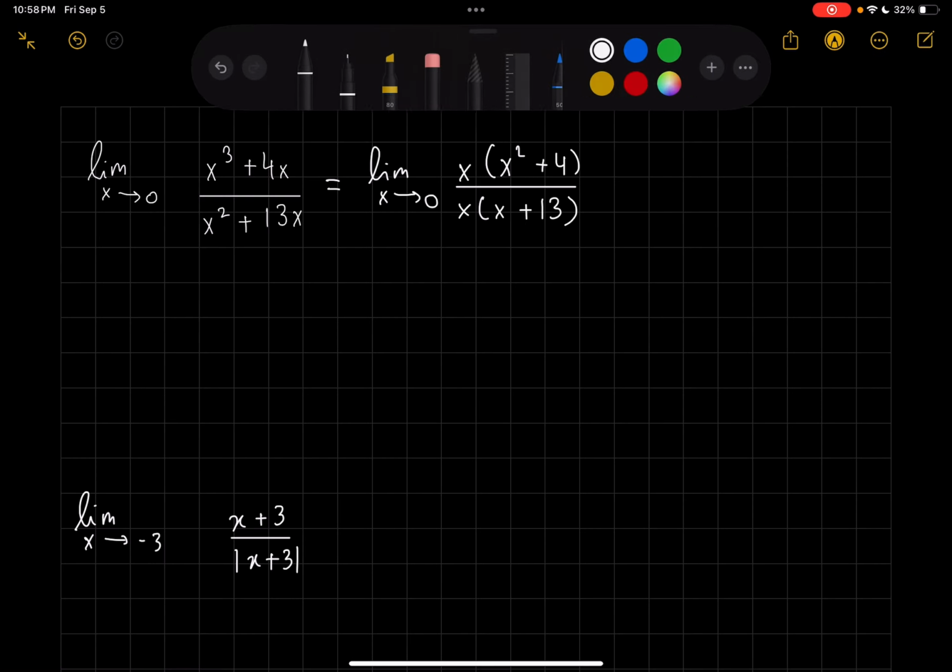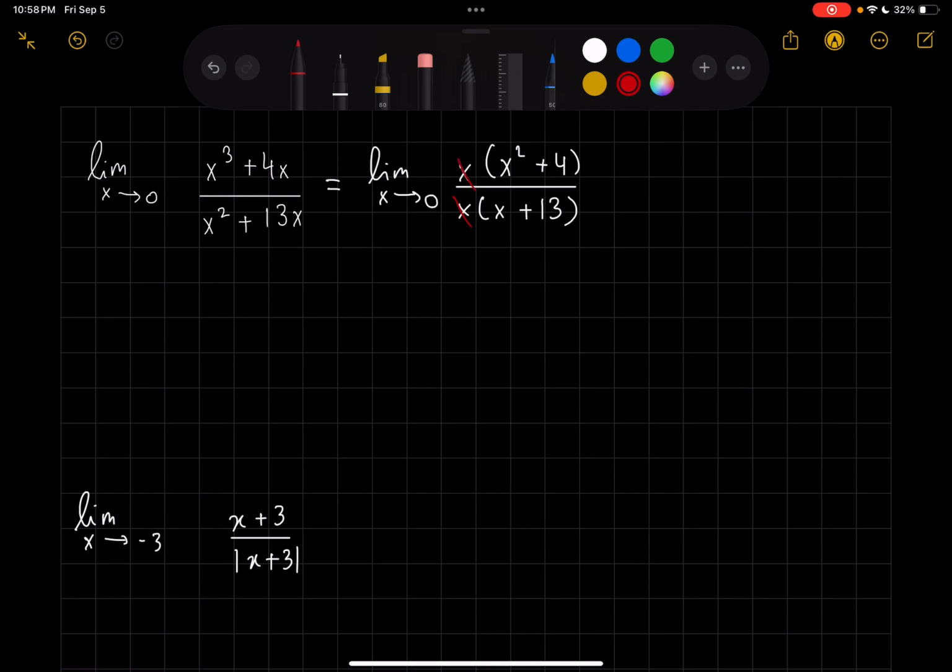So as you can see, I got rid of my problem, which is the x over here. So now you simply substitute x with 0, because there's nothing wrong with the remaining function that you have over here. So it will be 0 plus 4 over 0 plus 13, which will be 4 over 13.